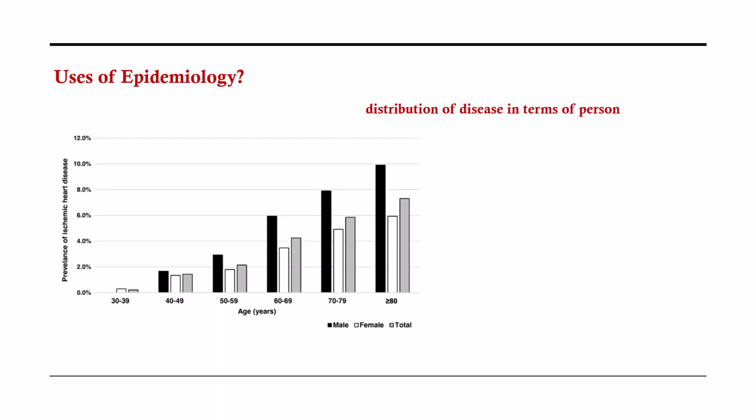Distribution of disease in terms of person. Look at this. It is a prevalence of ischemic heart disease. All of us know that ischemic heart disease is more common among males compared to females, because females up to the age of 55 years are getting some protection from estrogen. After menopause, the ischemic heart disease occurrence among females also increases. Distribution of ischemic heart disease according to age and gender: as age advances, ischemic heart disease occurrence increases.